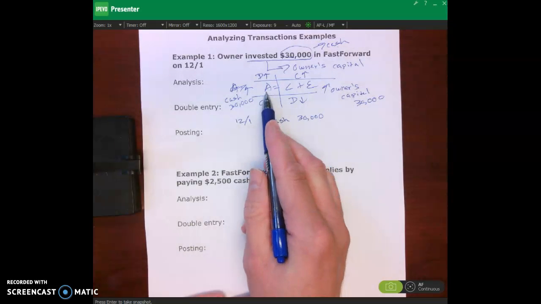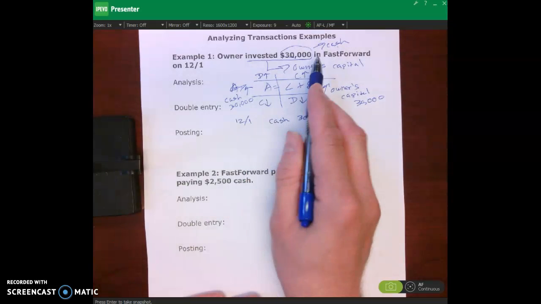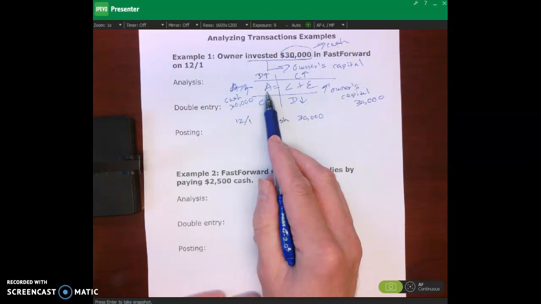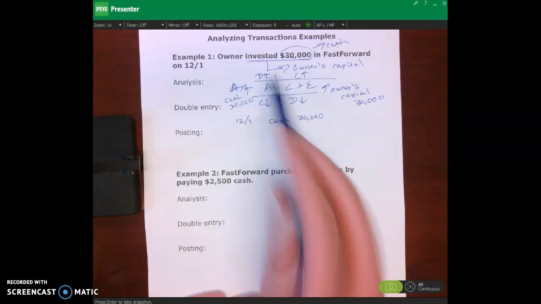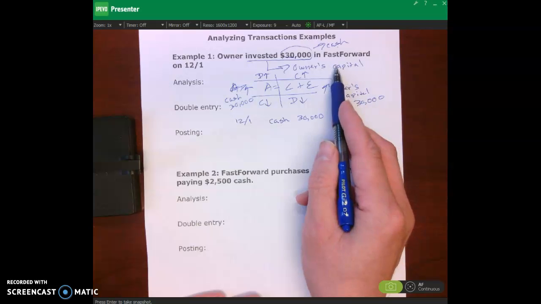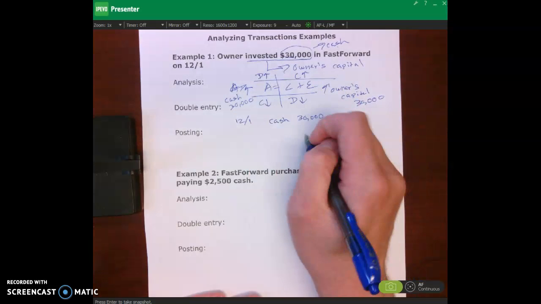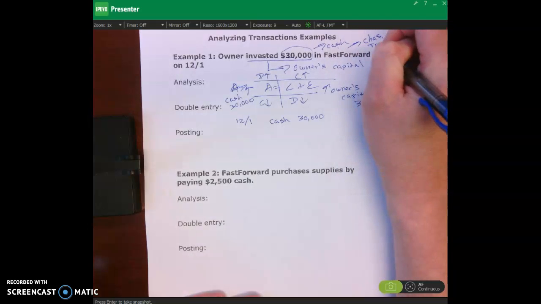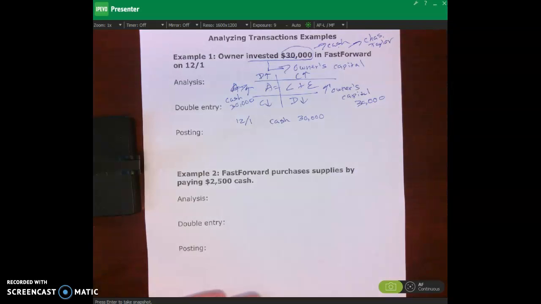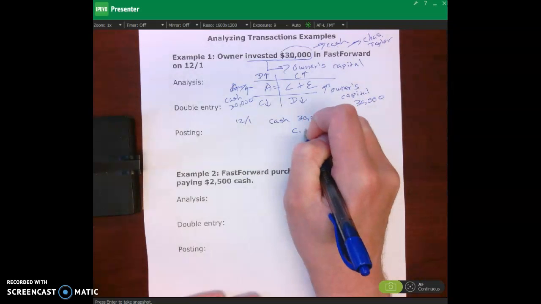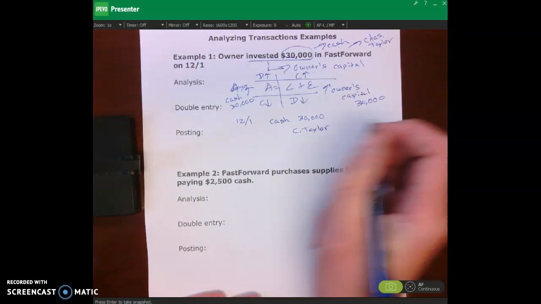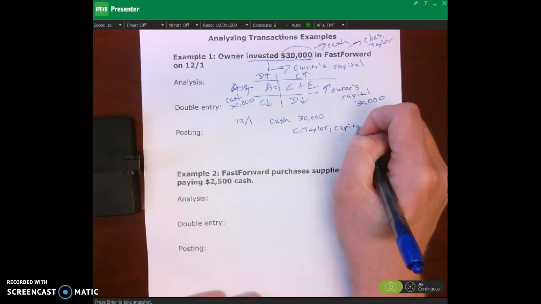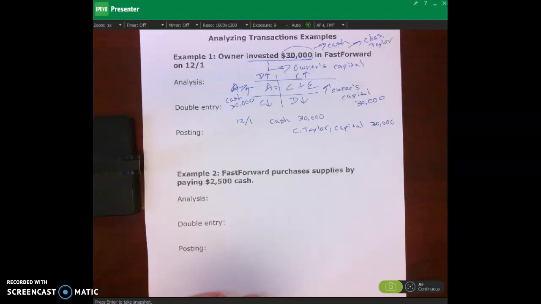It's a debit to cash. Why a debit? Because I'm investing cash in the business, cash is going up. Cash is an asset. How do I recognize that an asset is increasing with a debit? What else is going up? Owner's capital, because of owner investment. So I'll come over here, and we know this is for Chaz Taylor. That's our working example, Chaz Taylor. So I'll say C. Taylor, short for Chaz, C. Taylor, capital, $30,000. That is my journal entry.